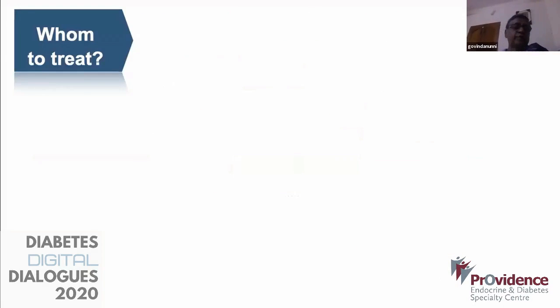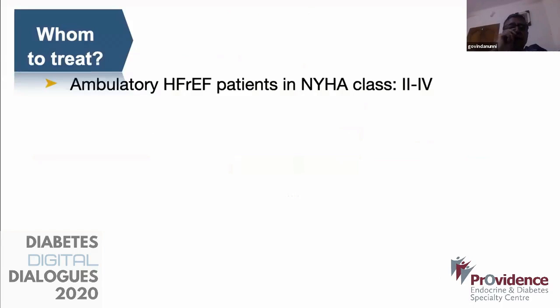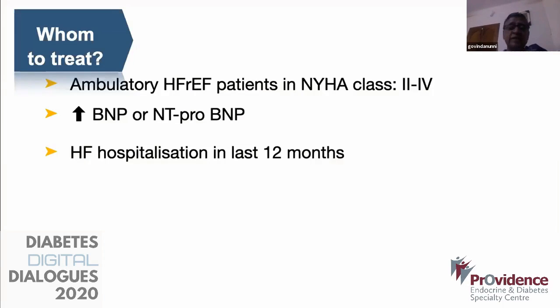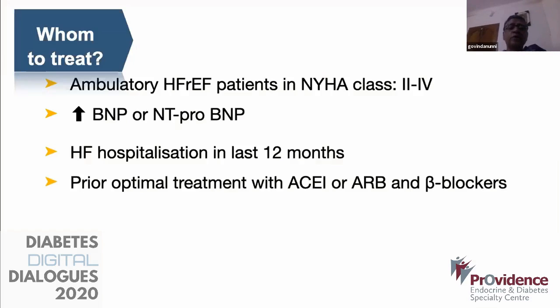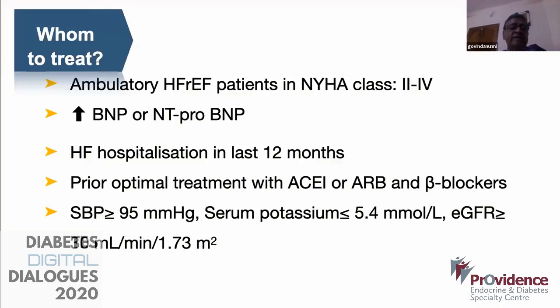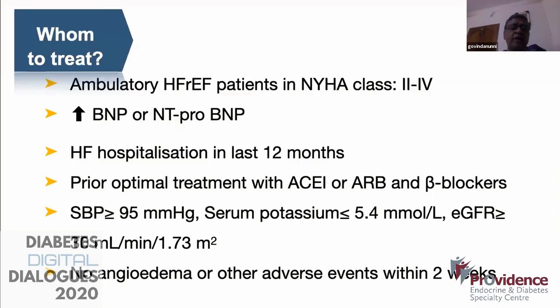Let us start with whom to treat. Well, the patients included in the PARADIGM-HF trial were stable ambulatory patients in class 2 to 4. So asymptomatic patients were not included, acute heart failure was not included. They should have a raised pro-BNP to suggest that they are still having LV dysfunction, and heart failure hospitalization in the last 12 months. They should be already on ACEI, ARB, and possibly a beta blocker and an MRA. And as I said, the three important criteria: systolic BP more than 95, potassium less than 5, and an eGFR of more than 30. And no angioedema during the last 2 weeks.